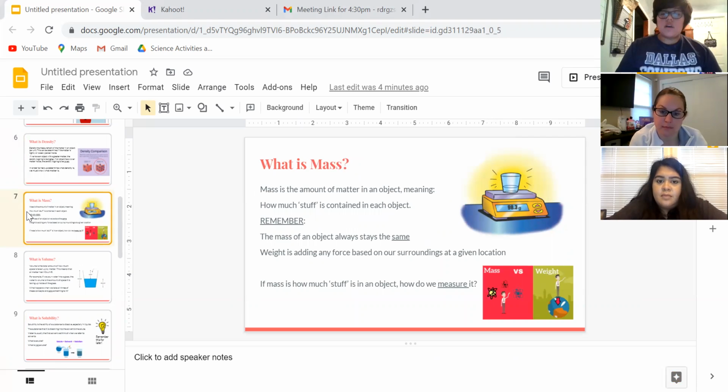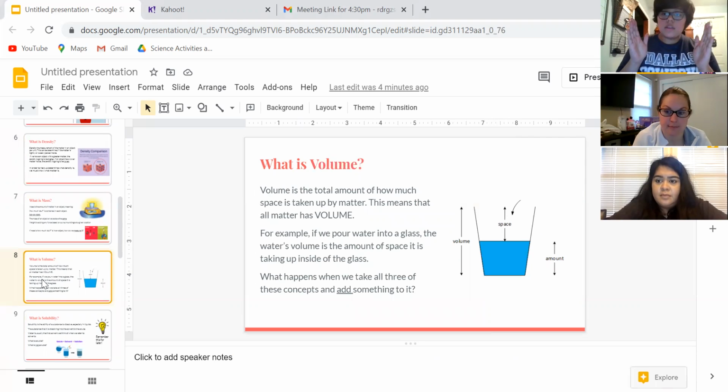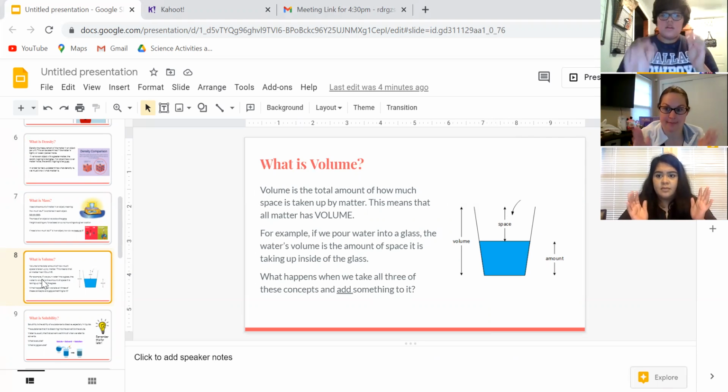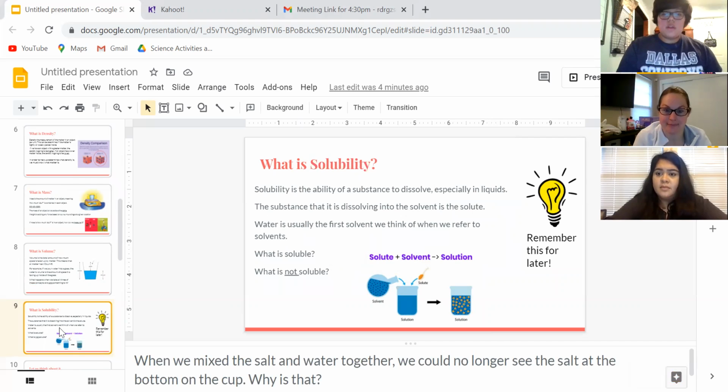Matter is how much stuff is contained inside this object. Volume is how much space is being taken up. And solubility is the ability to dissolve inside of a given liquid. Awesome. So when we think of solubility, there are some things that are soluble and some things that are not soluble. So what are a few of these things?